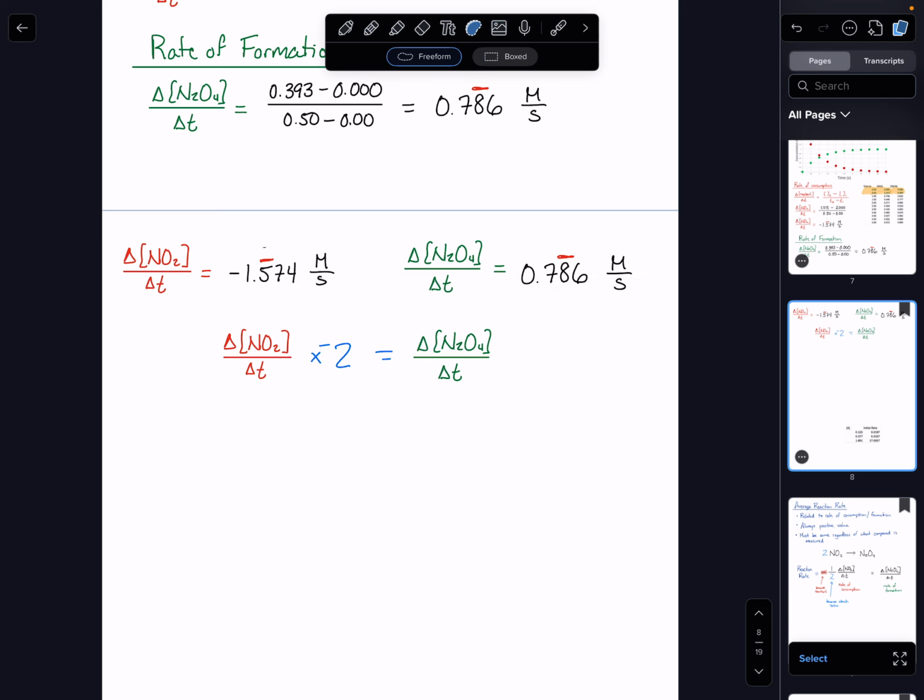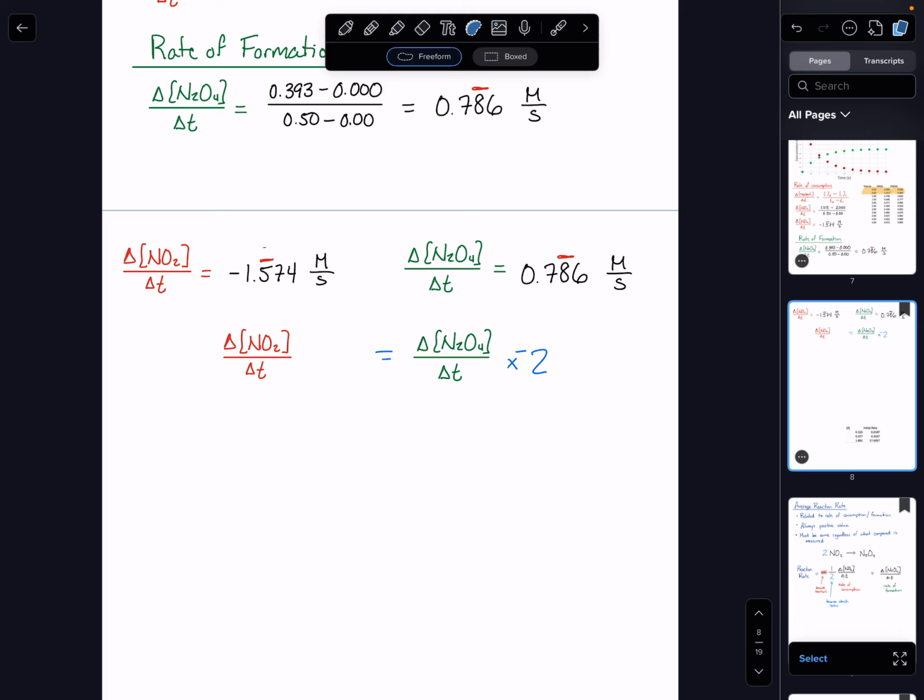We can't have them both being consumed at the same rate because in our stoichiometric ratio, we're going to have twice as much NO2 being consumed as products being formed. Isn't the 2 on the other? Oh yeah, you're right, my bad. Making sure we're paying attention.